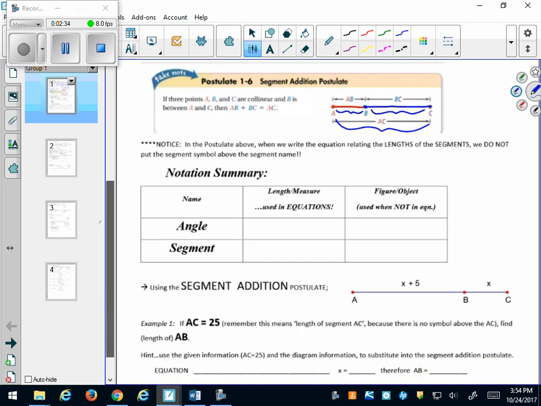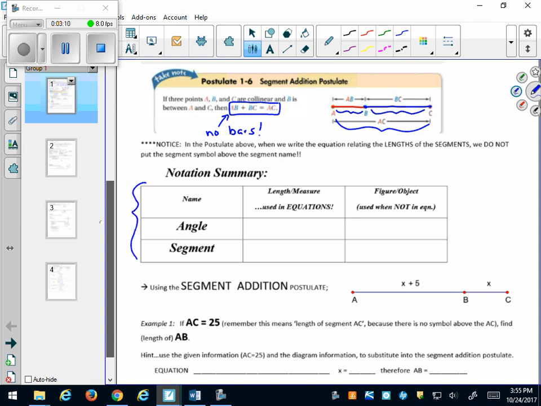So when we're talking about adding segments together, this is an equation. We're not talking about adding the actual segment, we're talking about adding the length of one segment plus the length of another segment. Notice there are no bars over the notation for AB plus BC equals AC. So when it's in an equation, the notation is different. There's no bar over the AB and the BC and the AC.